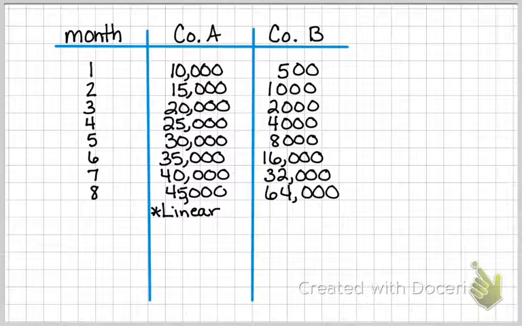However, Company B gets $500 the first month, and then it doubles every month after. So 500 became 1,000, 1,000 became 2,000, 2,000 became 4,000. I don't know what job this is, but I'd love to have it. And so every month after, we get double what we got the month before. So we know that if we're doubling, our growth factor is actually 2.